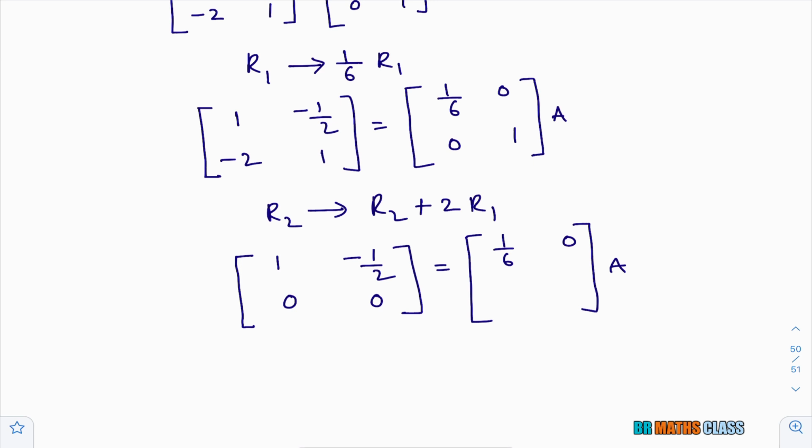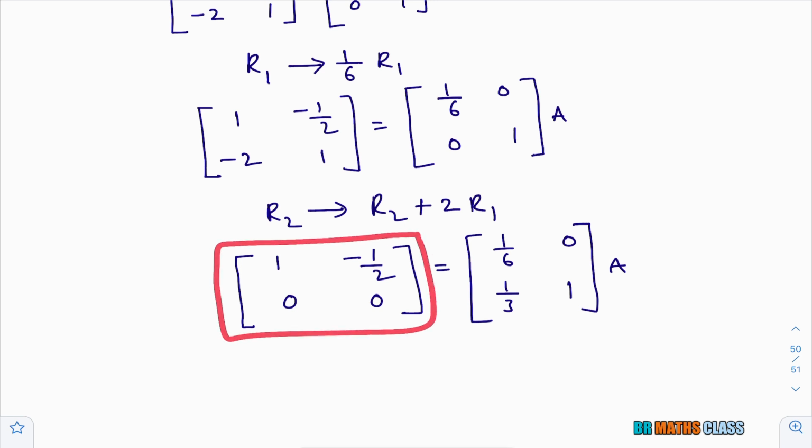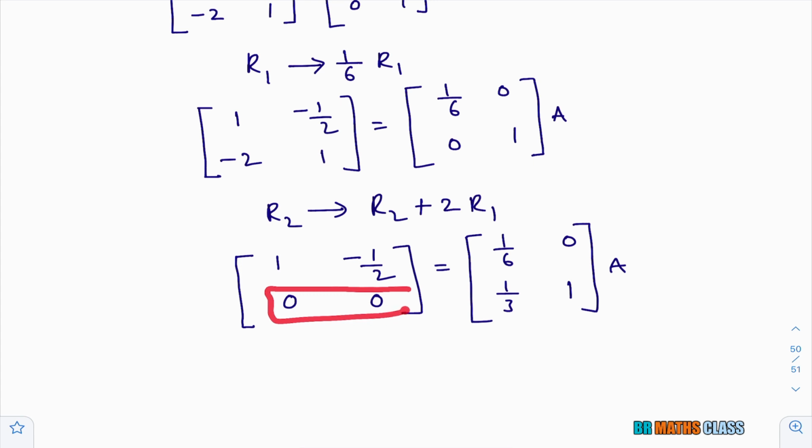Okay. Now come to this R2: 0 plus 2 times R1. R1 is 1 by 6, so here you will get 0 plus 1 by 3, which is 1 by 3. Now come to this one, R2, that is 1 plus 2 times R1, 0, that is 1. So what happened here, you can observe in the left hand side, all the elements of the second row are 0. Whenever you see all the entries of any row in the left hand side are 0, that is the indication that the inverse of a matrix does not exist.